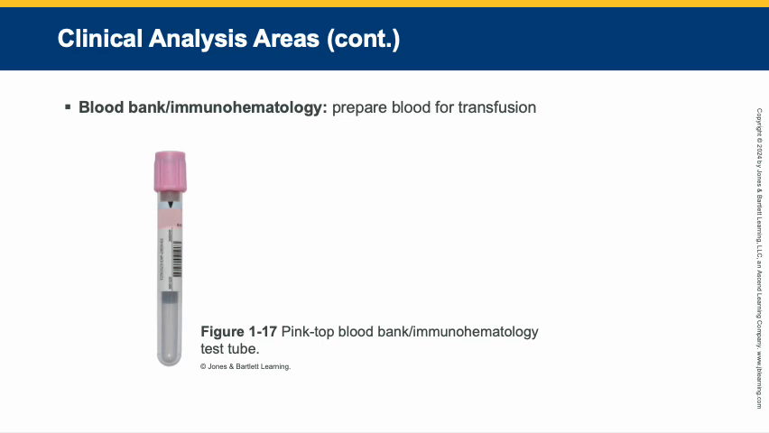And lastly, we have blood bank. Blood bank is also called immunohematology. This is where the department prepares blood products to be used for patient transfusions. Blood components dispensed include whole blood, platelets, packed cells, fresh frozen plasma, and cryoprecipitates. Blood samples from all donors and the recipients have to be carefully tested before transfusions so that incompatibility and transfusion reactions can be avoided.